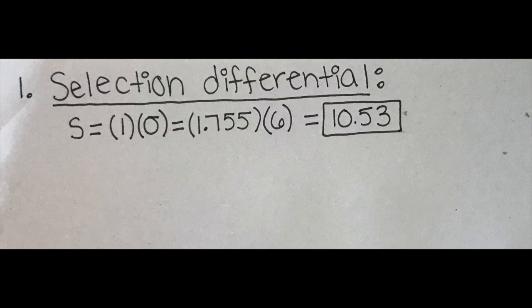First, she had to find her selection differential. The equation for this is S equals I times standard deviation. In our case, I is 1.755 since we are selecting the top 10%. Then we times that by 6, which is the standard deviation, which gives us 10.53.